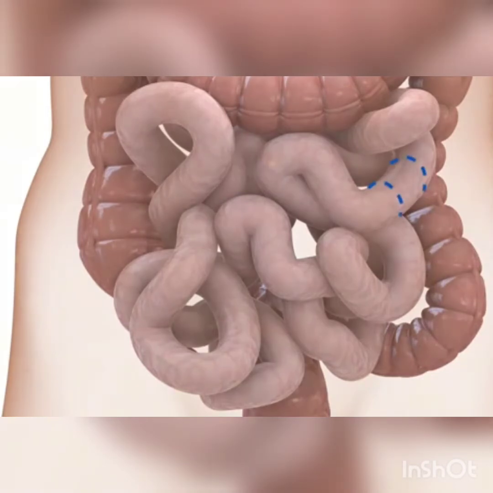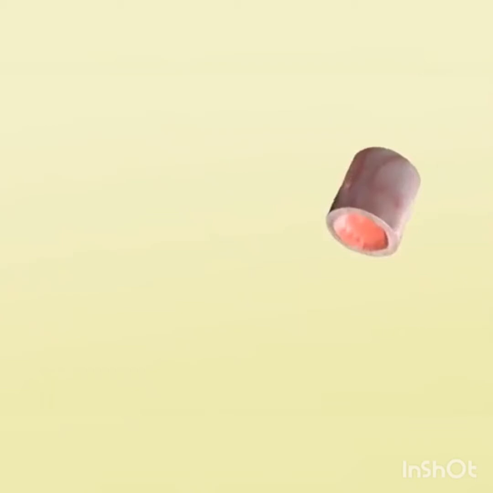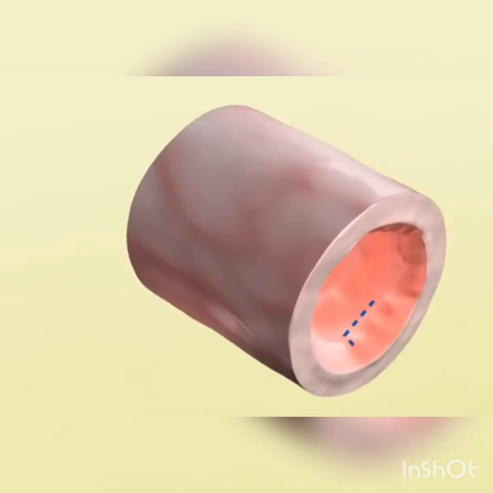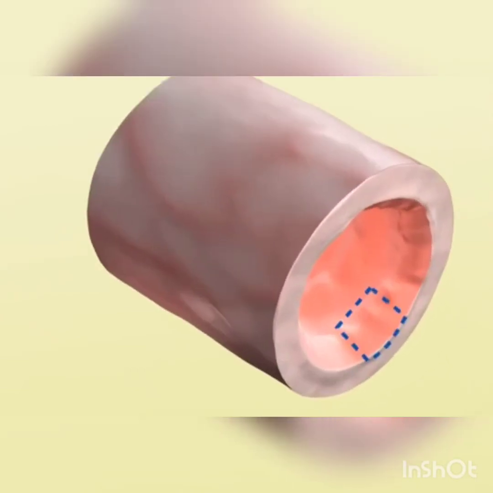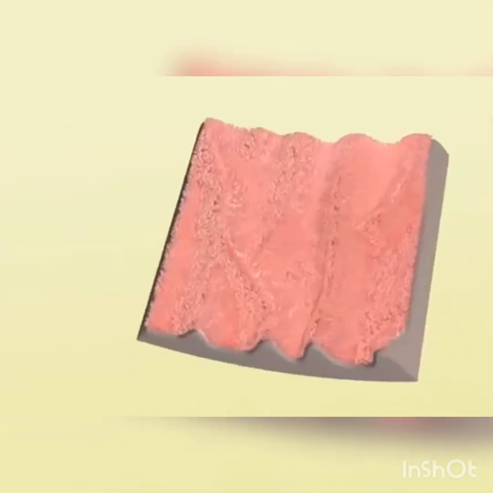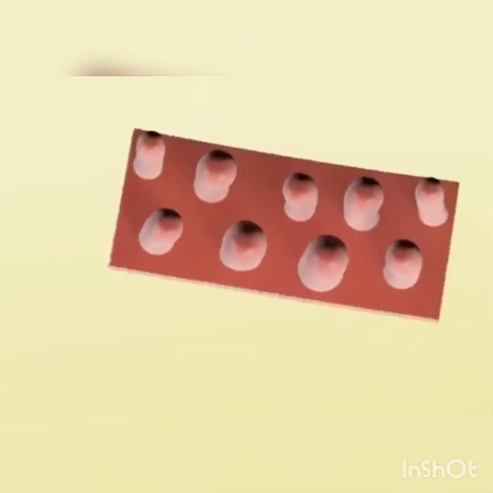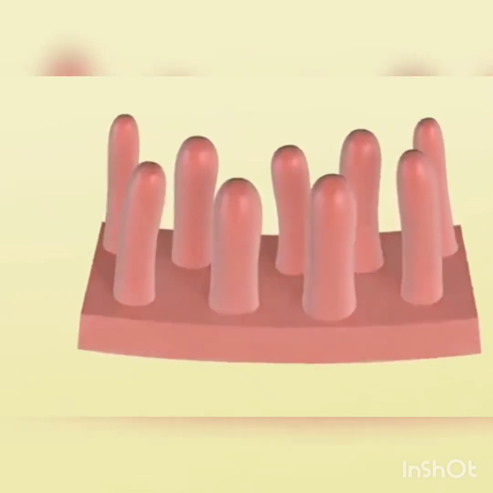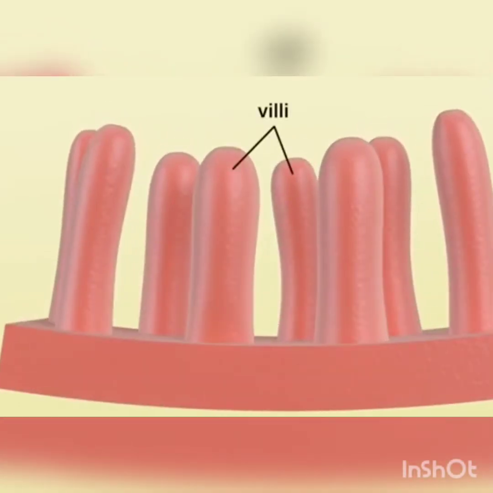The inner wall of the small intestine is highly folded and has many small projections called villi. The structure of the villi is specially adapted for food absorption. We can see the inner wall of the small intestine has thousands of finger-like outgrowths. These are called villi. The structure of the villi is specially adapted for food absorption.